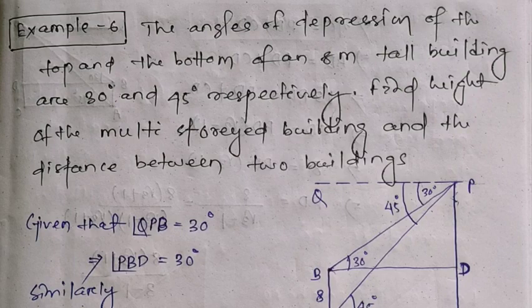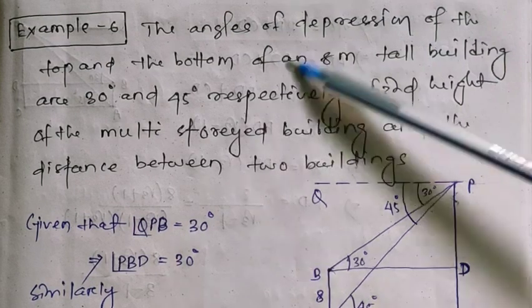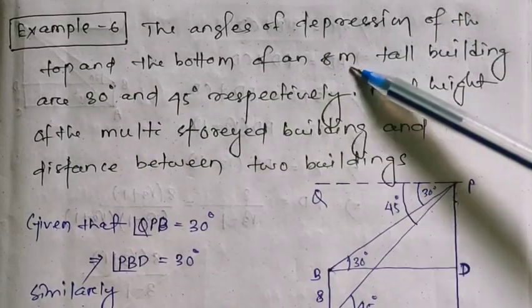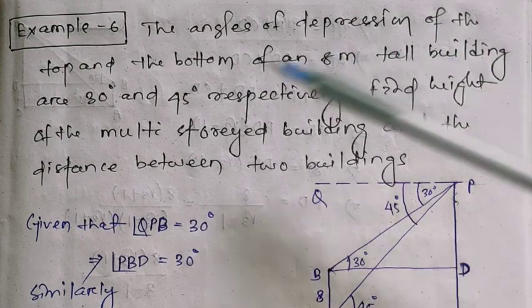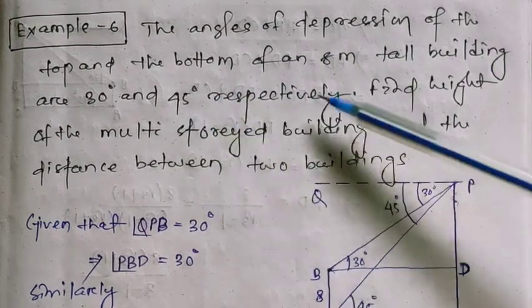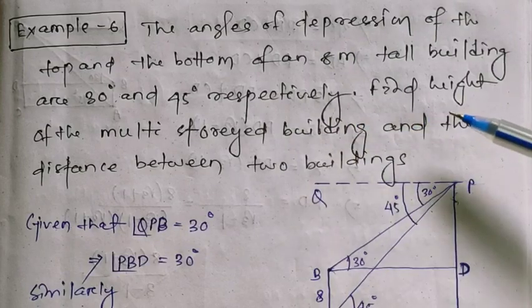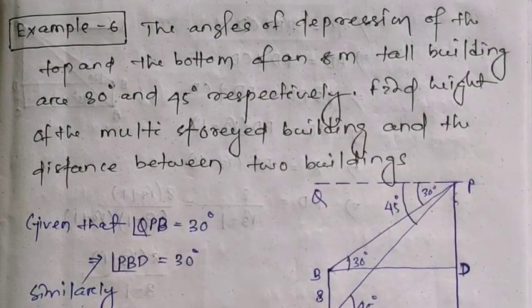Today we are going to discuss the rest of the examples and exercises of chapter 9, class 10, that is, your applications of trigonometry. So here is the first example given. The angles of depression of the top and the bottom of an 8-meter tall building are 30 degrees and 45 degrees respectively. Find the height of the multi-storied building and the distance between the two buildings.